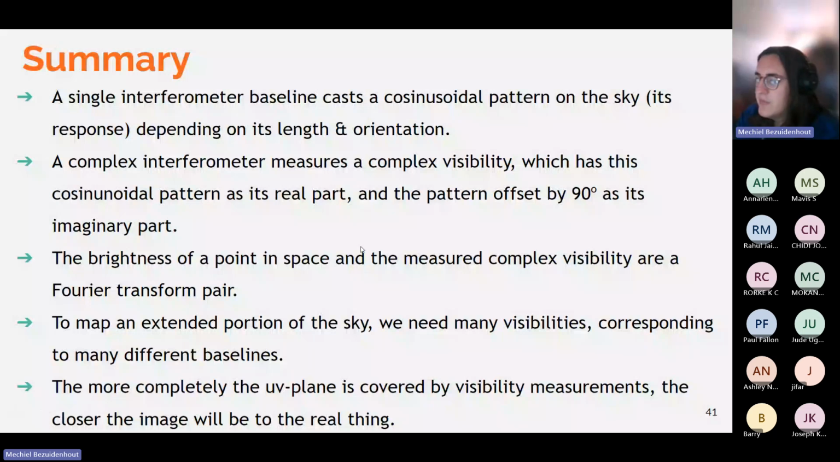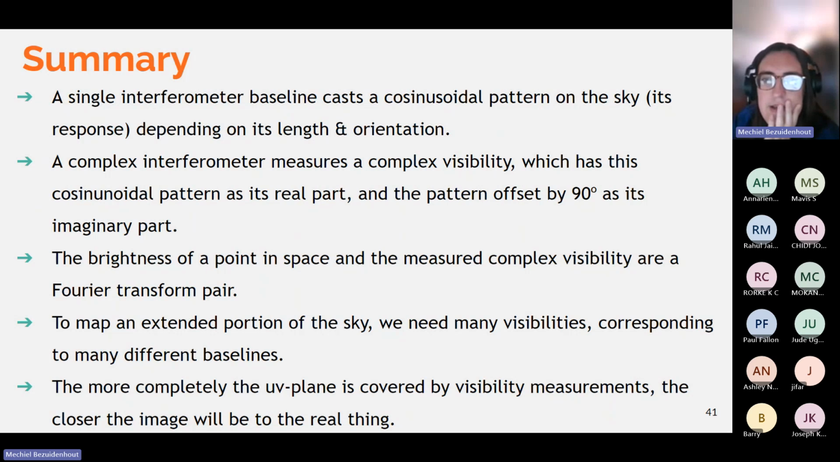And in order to map an extended portion of the sky, we need many visibilities, which corresponds to many different baselines, which we use collectively before we do the Fourier transform. And the more completely the UV plane is covered by visibility measurements, the closer the image will be to the real thing. Right, so let's move on to some questions. There are already some in the chat, which I'll address in the meantime.